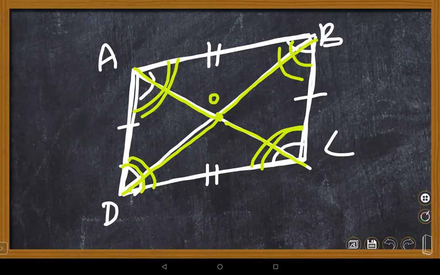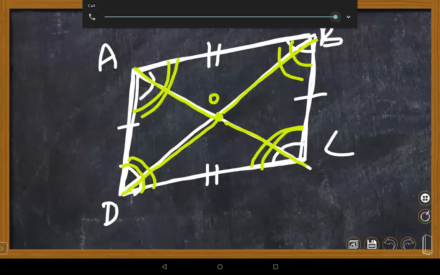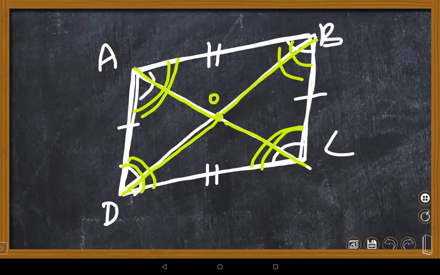Bhavya, can you repeat all 4 points we discussed right now about parallelogram? Yes, ma'am. The diagonals bisect each other and the sum of angles is equal to 360. Very good. Opposite angles are equal, and opposite sides are equal. Adjacent angles. What are adjacent angles?